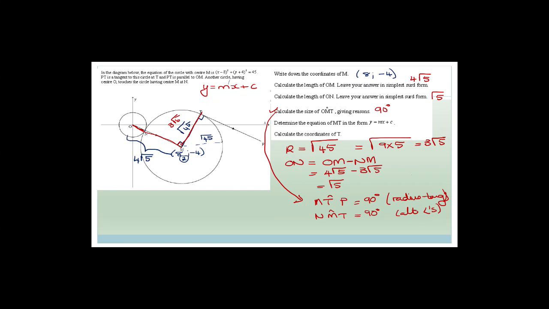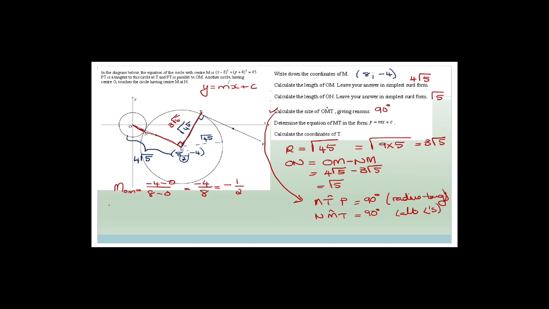And because these two lines are perpendicular, I can use the fact that perpendicular lines have a special relationship when it comes to the gradients, and I can get the gradient of MT. So let's do that. Let's get the gradient of OM. So m of OM is going to be y2, which is minus 4 minus 0, over x2, which is 8 minus 0, which equals negative 4 over 8, which equals negative a half.